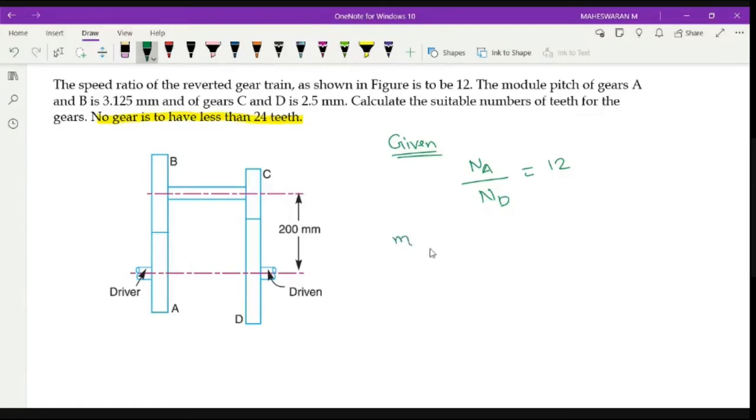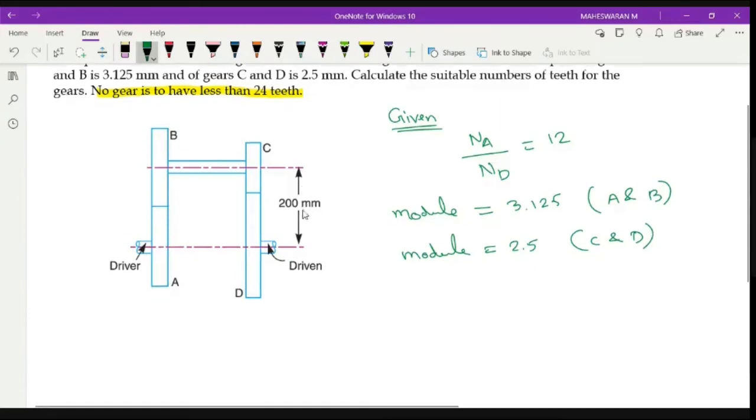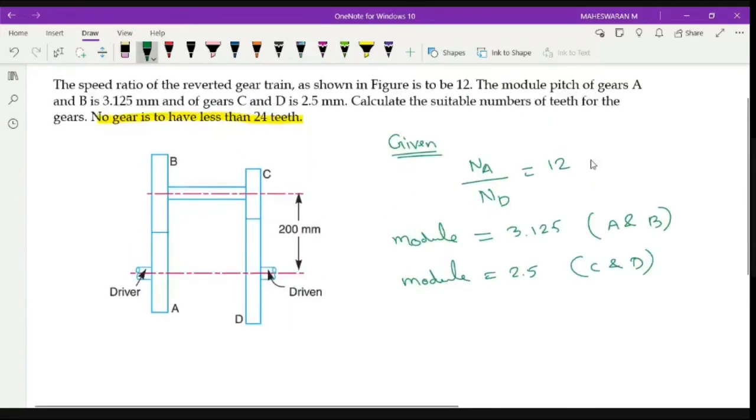Okay. So next, module is given. So let me consider module is equal to 3.125. This is only for gears A and B connected. Similarly, module is equal to 2.5, which is applicable for C and D. That is separate. So these are the data given. Is there any other data?